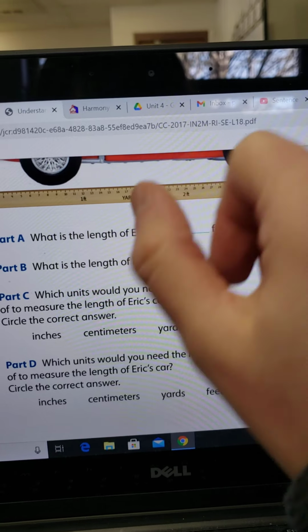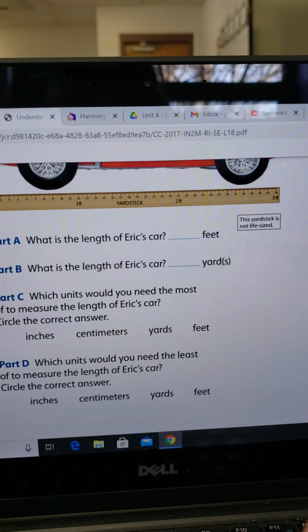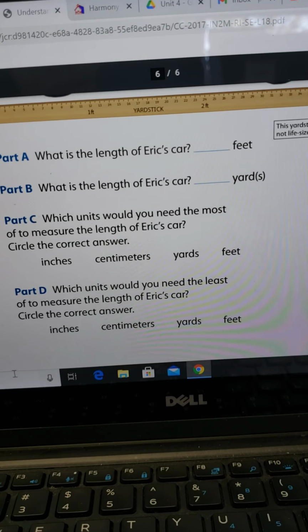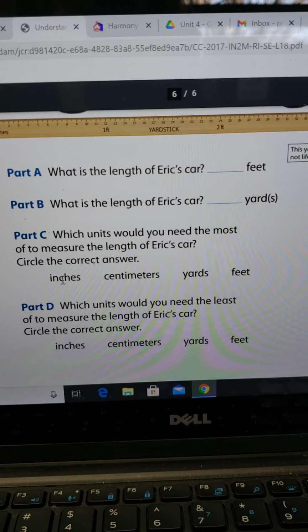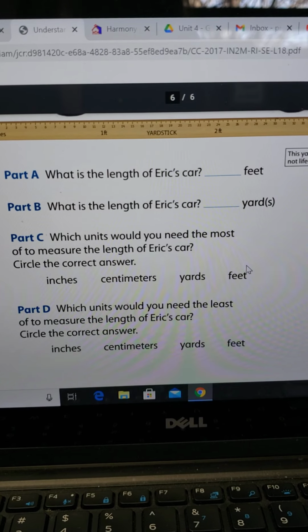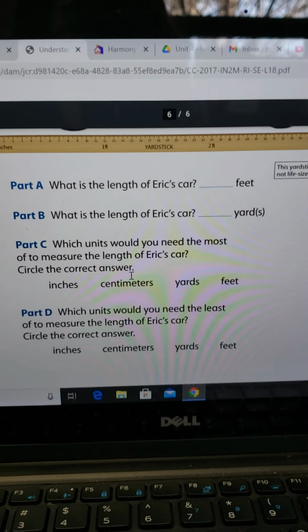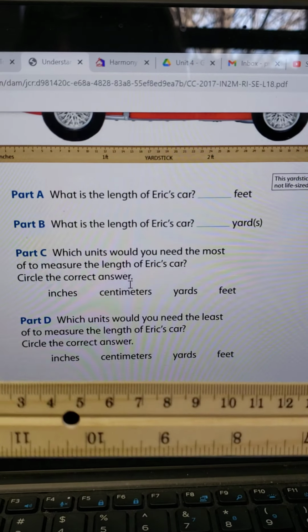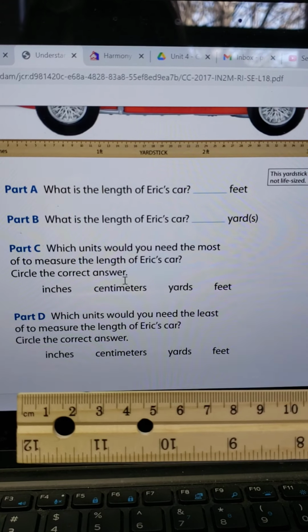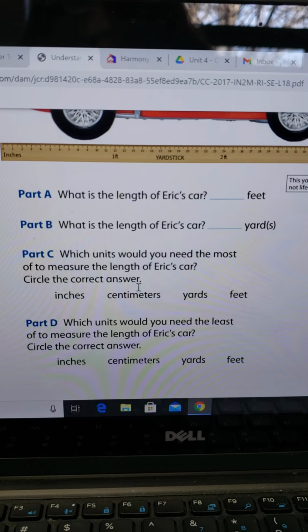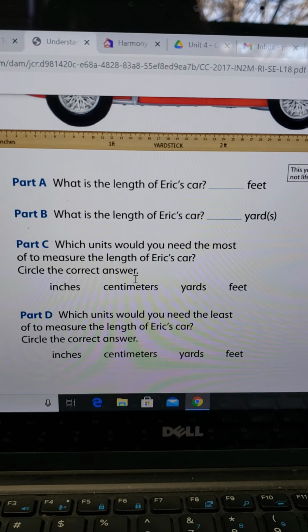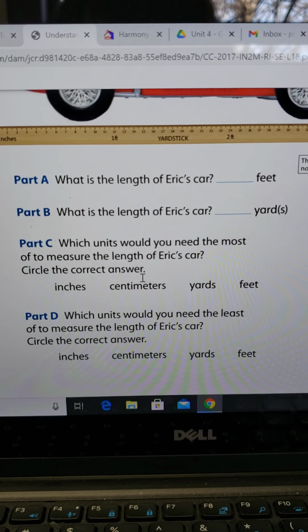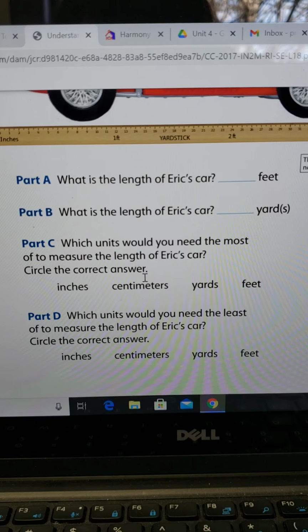So here's the foot. Remember, that's a whole ruler. I know there are 12 inches. Where'd my mouse go? There it is. 12 inches in 1 foot. And then if I look on my ruler, there's my inches. There's my centimeters. Which one of those is the shortest? You will need the most of those. So whichever one is shortest, you need to circle on your paper for part C.